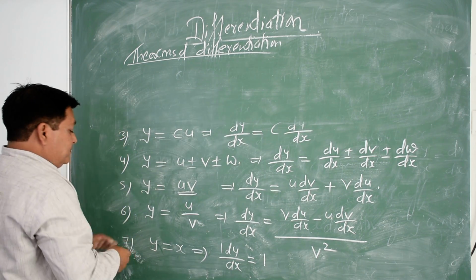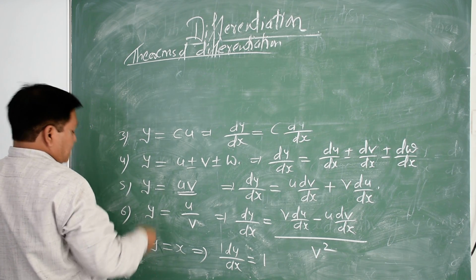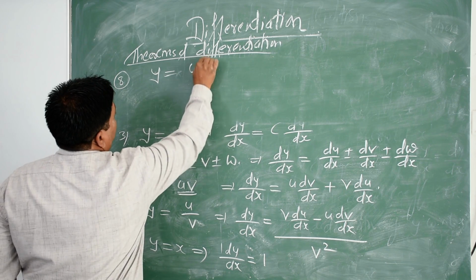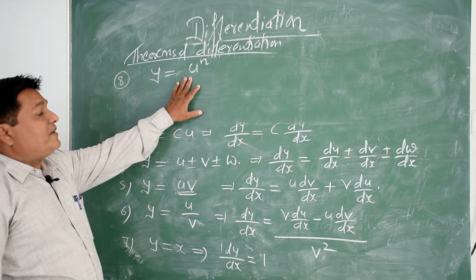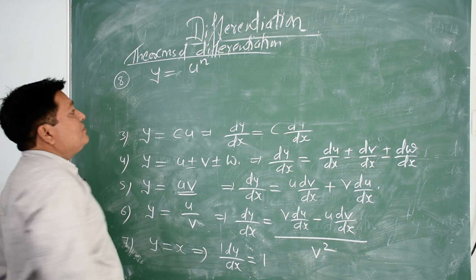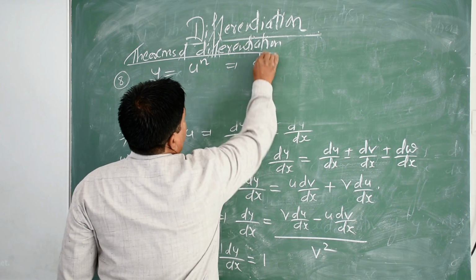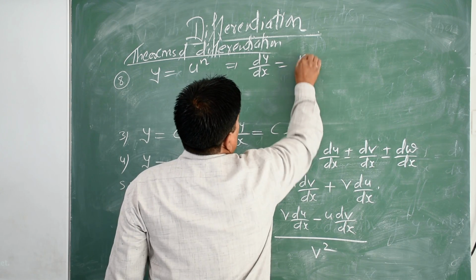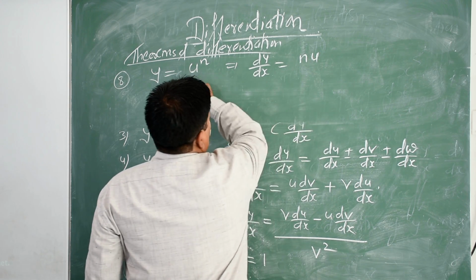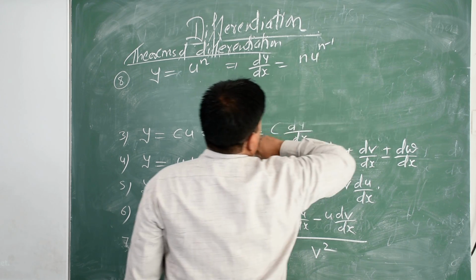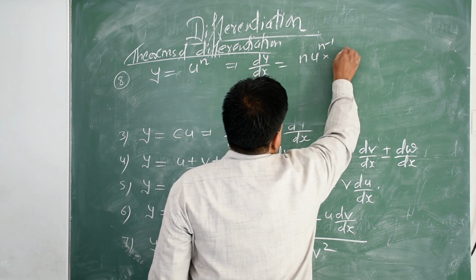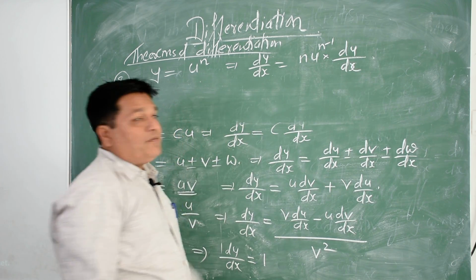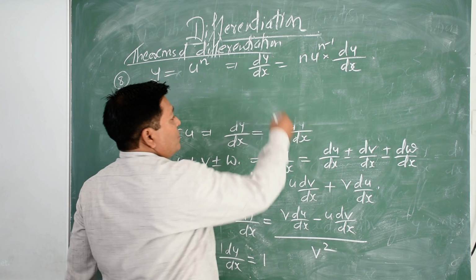8th one is that, if y is equal to u to the power n, where u is the function of x, what do we do? In that case, differentiation dy by dx is equal to, here we can write n power will come first, u to the power n minus 1, and here into du by dx again. How do we solve? How do we apply this? This type of questions may be there.